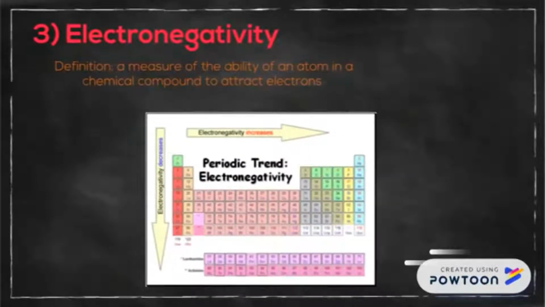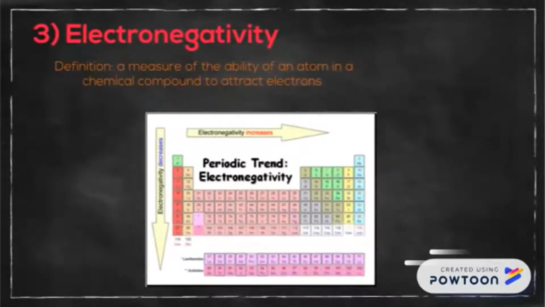Number 3. Electronegativity. Electronegativity is a measure of the ability of an atom in a chemical compound to attract electrons. Atoms often bond to one another to form a compound. These bonds can involve the sharing of valence electrons. Not all atoms in a compound share electrons equally.